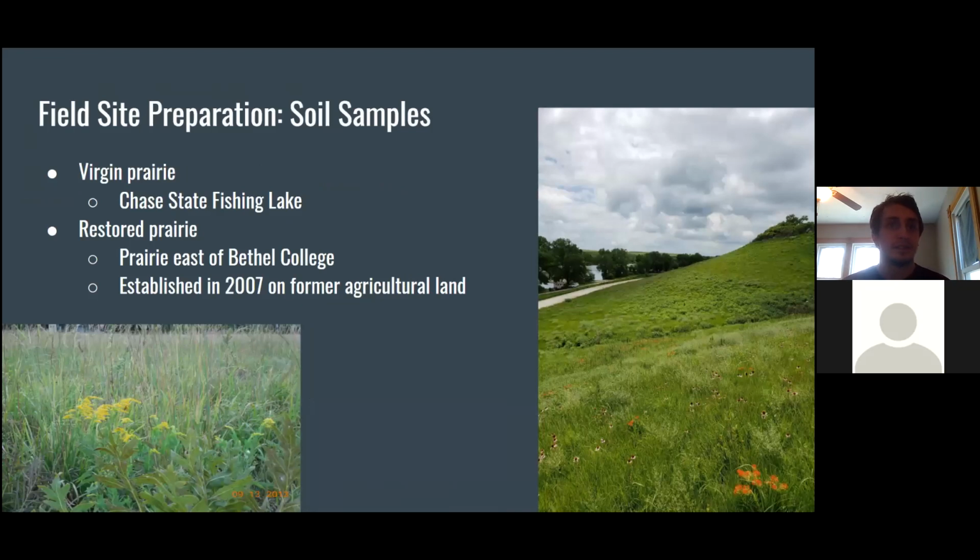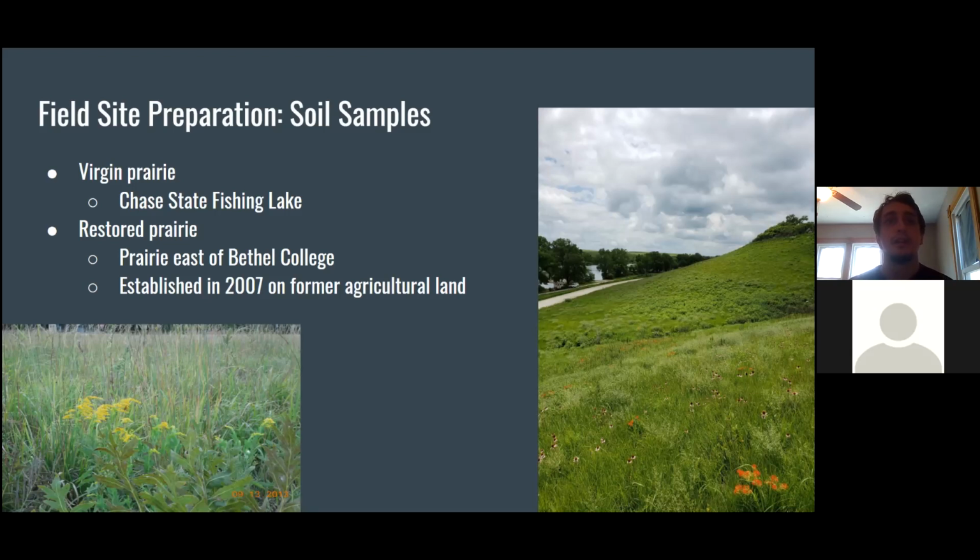So to start the field site, we first needed to collect 12 gallons of soil from a virgin prairie, which is a prairie that has not been majorly disturbed or turned into farmland, and then also soil from a restored prairie site. The virgin prairie that was used was located at Chase State Fishing Lake, which has been largely left undisturbed by humans. And then the restored prairie was the prairie east of Bethel College, which was established in 2007 on former agricultural land.